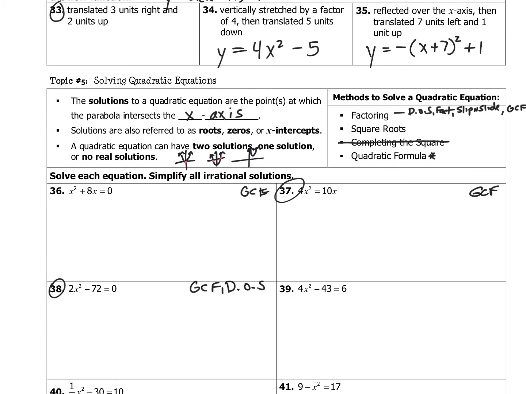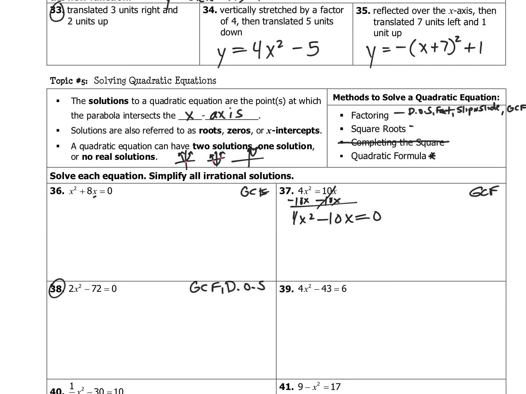All right, so number 36, x squared plus 8x equals 0. Now, one thing I want to mention before we get into some of these is if it's not equal to 0, then you have to get it equal to 0. So like for number 37, I need to subtract 10x from both sides so that I can move the 10x to the left side of the equation so I can factor it. So it has to be equal to 0 before you can do anything, okay? The only exception is square roots. Square roots, you solve for the x squared term. But 9 times out of 10, we're going to be getting it equal to 0. So now we can get started.